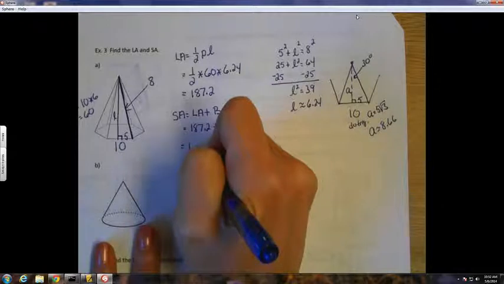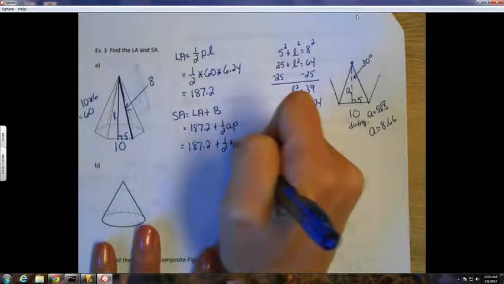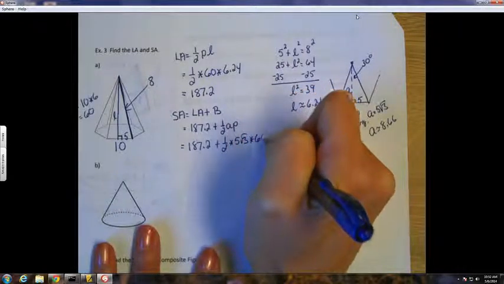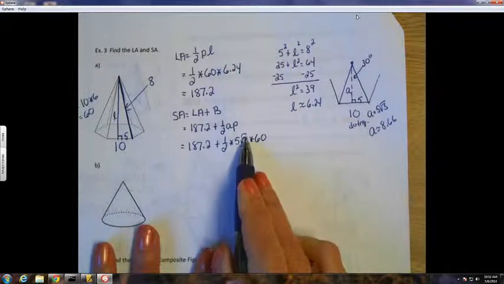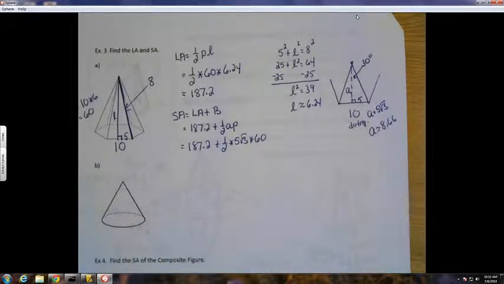So 187.2 plus 1/2 times 5 square root of 3 times 60. The only thing is, you better close off that parenthesis on the square root, or you will get the wrong answer. It'll multiply 3 times 60 and then square root, which isn't quite what you want. So it's all being a good calculator user also. So go ahead and crank through that. The answers will come out slightly different, those that use 5 square root of 3 and those that use 8.66. But that's all good, because you've shown me all the work.